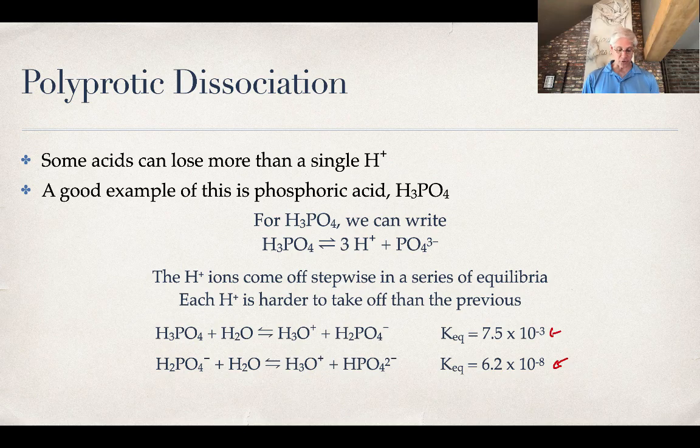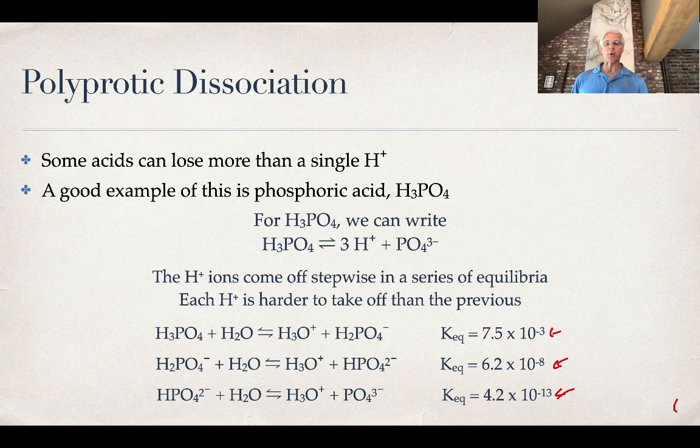Now, what about our third hydrogen? Well, we've got our HPO4 2 minus here. It still has a hydrogen that can come off. So it can either regain an H plus from H3O plus and go back to reactants, or if it runs into a water molecule, it can become another H3O plus and PO4 3 minus. And we see that the equilibrium constant has become extremely tiny, 4.2 times 10 to the minus 13, another factor of 10 to the 5, so about another 100,000 times harder to pull off that third hydrogen. As it turns out, that third hydrogen is actually fairly difficult to pull off even with a strong base.